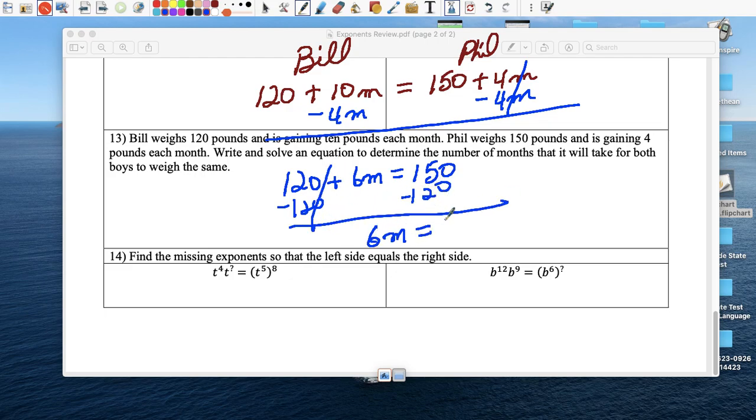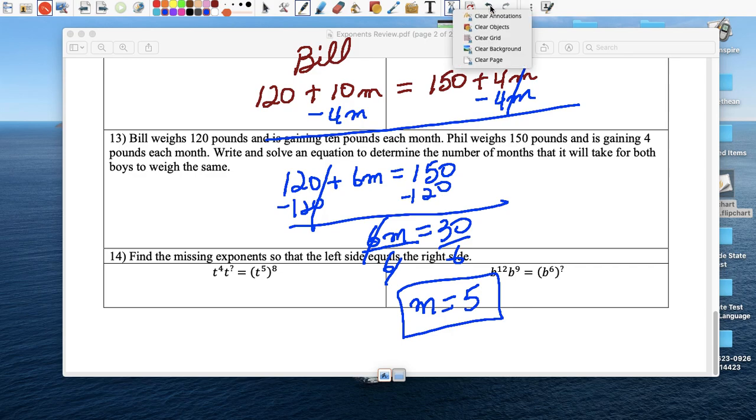And then 150 minus 120 is 30. Divide that by 6, divide that by 6. This goes away, becomes 1, and 1 times m is just m, and 30 divided by 6 is 5. So in 5 months, both gentlemen will weigh the same amount. Okay, so.